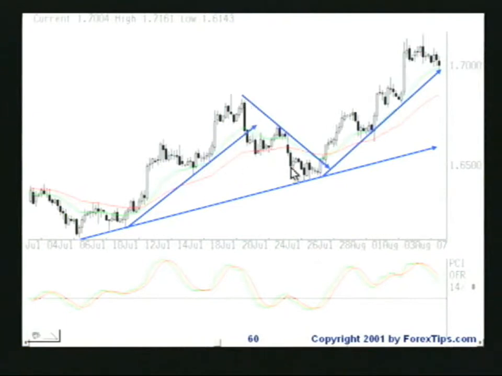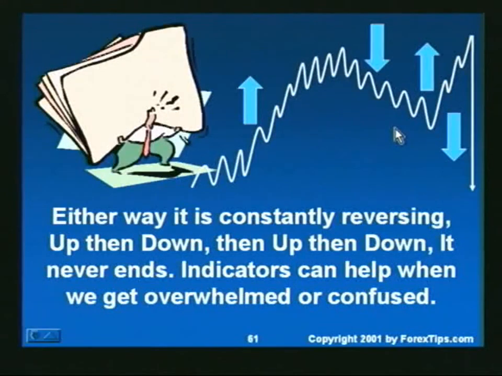Look at this uptrend. The market breaks the trend line, goes into a downtrend, breaks the downward trend line, and starts to move in an upward trend line. Look at how the market bounces off of these trend lines. Overall, we're in an uptrend. Either way, it is constantly reversing. Up, then down, then up, then down.